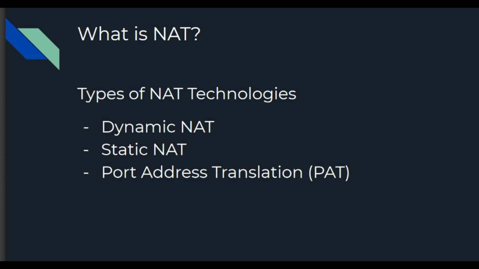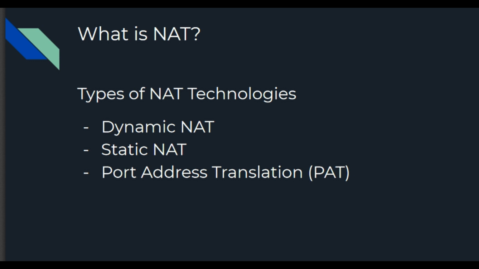Now we are going to discuss static NAT. Static NAT means one-to-one mapping of a private IP address to a public IP address. Static NAT is useful when network devices are inside a private network and need to be accessible from the internet. It is also used in port forwarding.